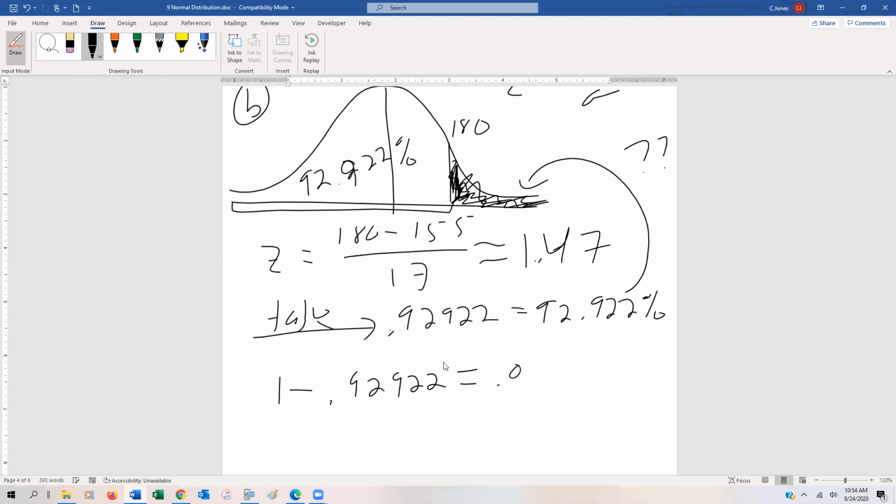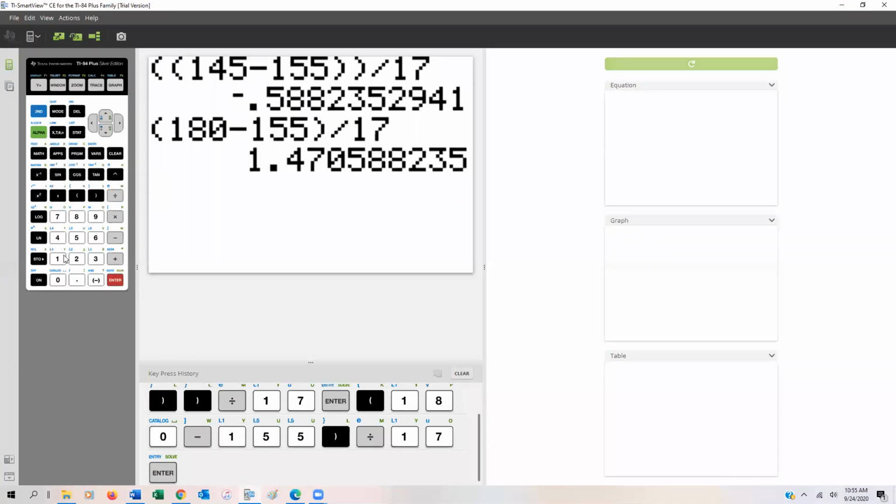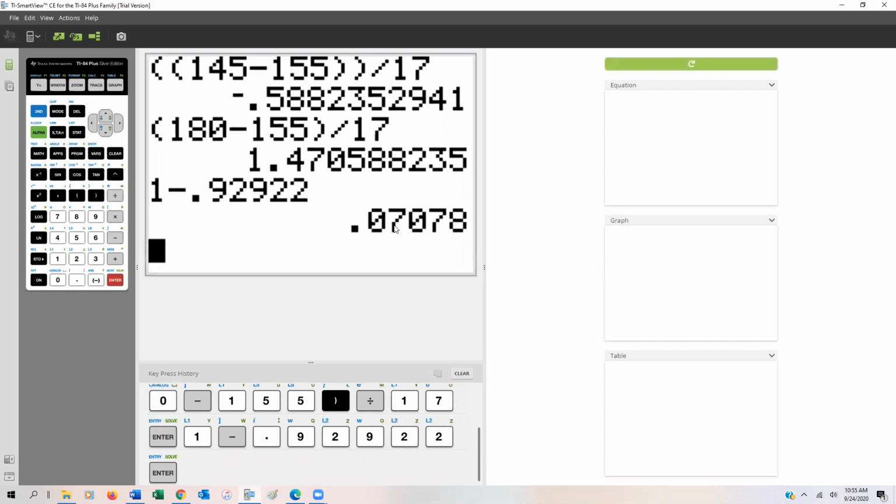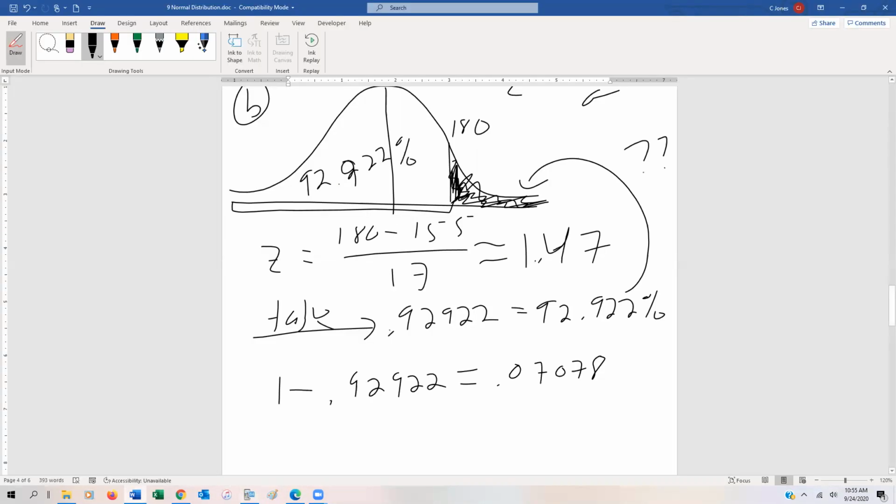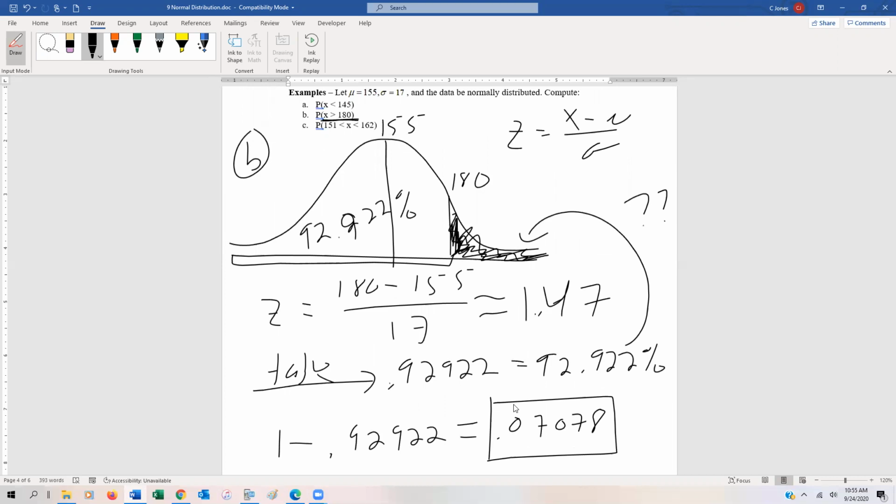That should be 0.07078. But I'm going to check that really quickly in the calculator. So we're going to say 1 minus 0.92922, and we get 0.07078. I didn't trust myself, but I should have this time. So for a greater than problem, you're going to subtract from 1.